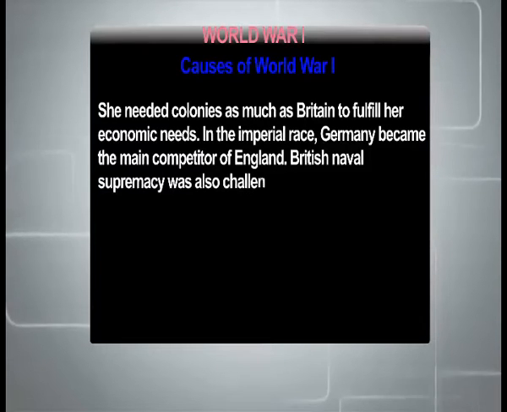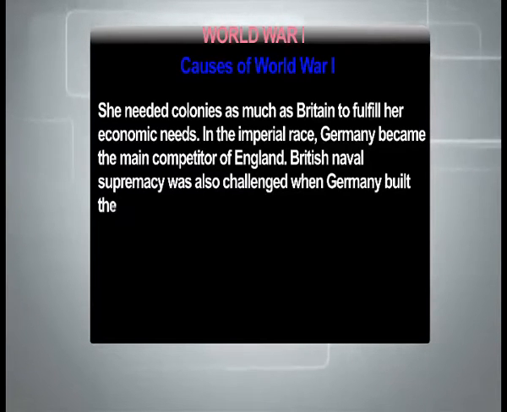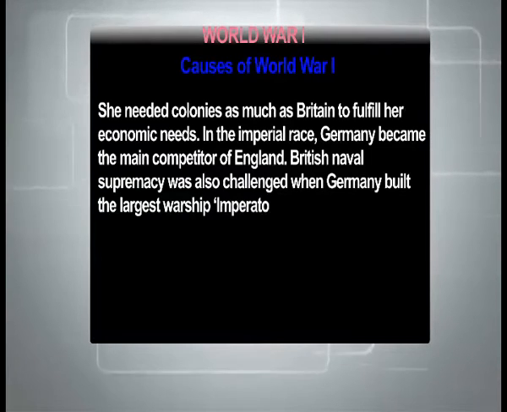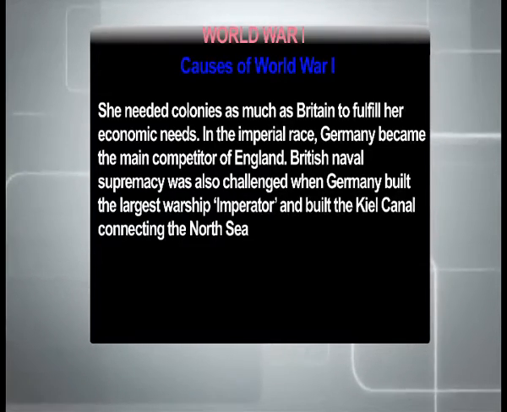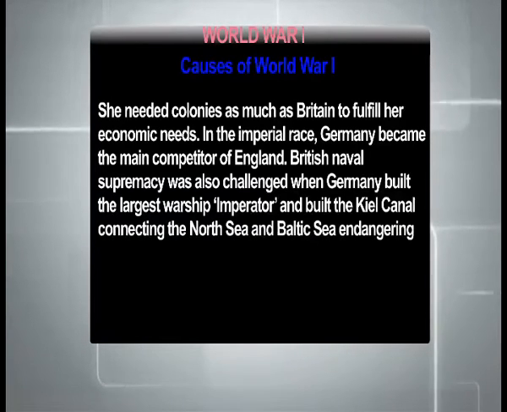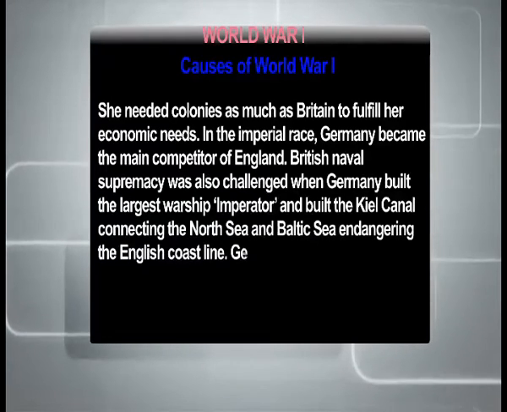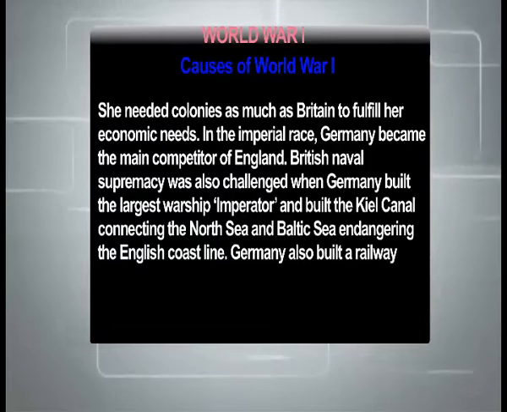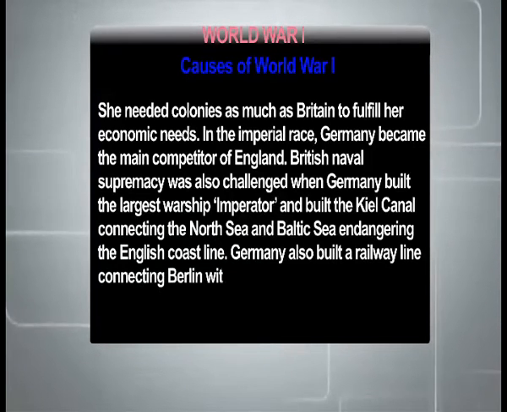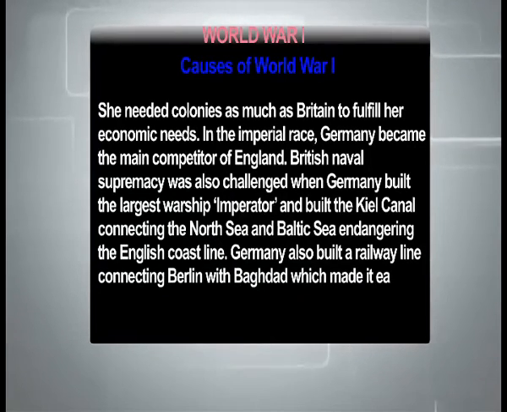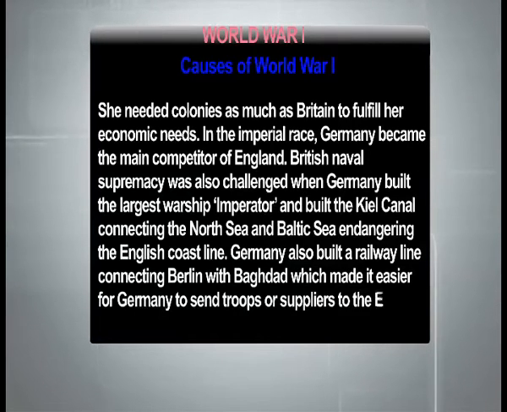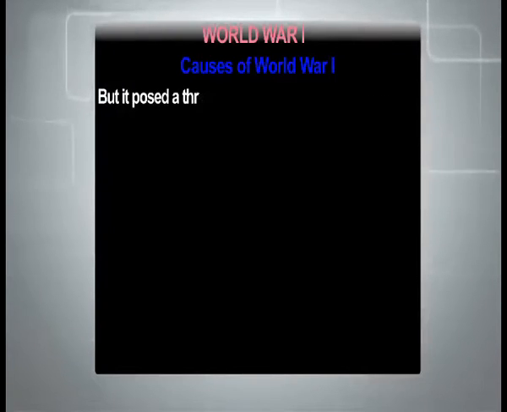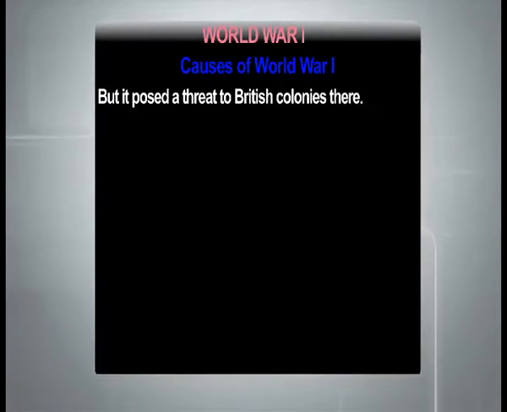British naval supremacy was also challenged when Germany built the largest warship, Imperator, and built the Kiel Canal connecting the North Sea and Baltic Sea, endangering the English coastline. Germany also built a railway line connecting Berlin with Baghdad, which made it easier for Germany to send troops or supplies to the east. But it posed a threat to British colonies there.